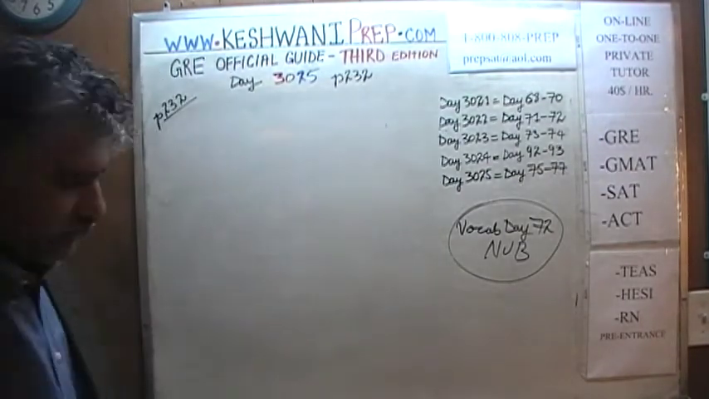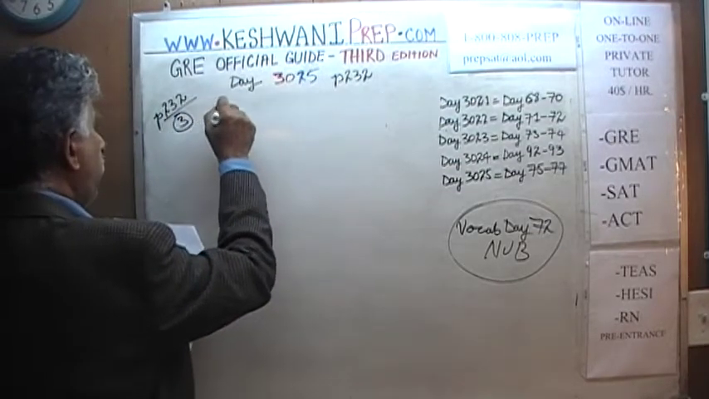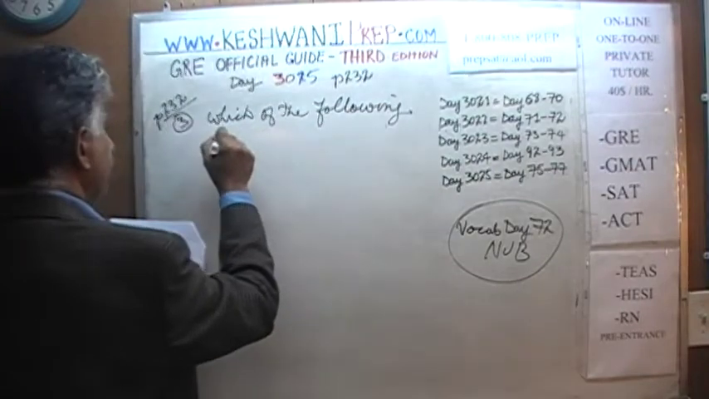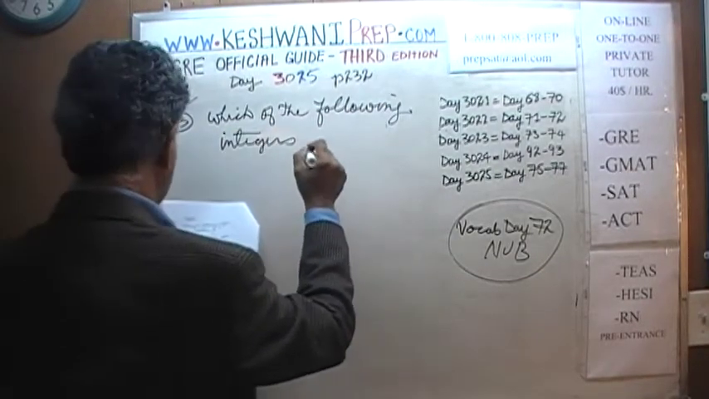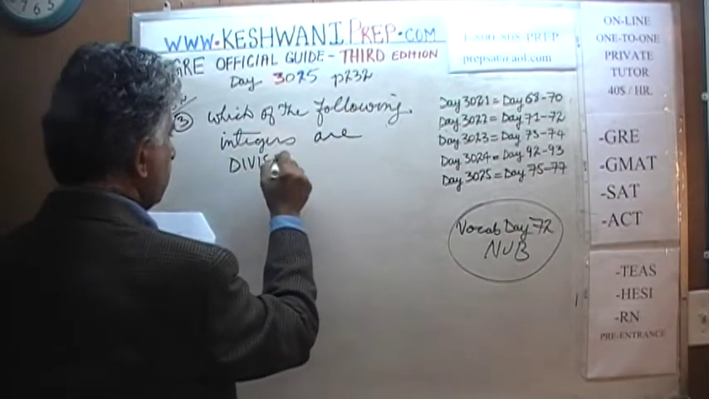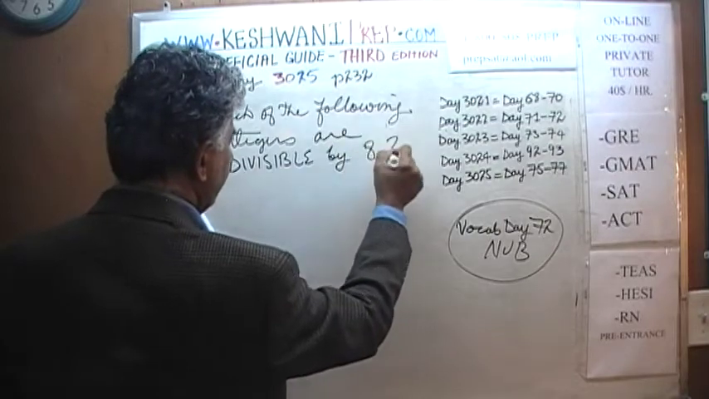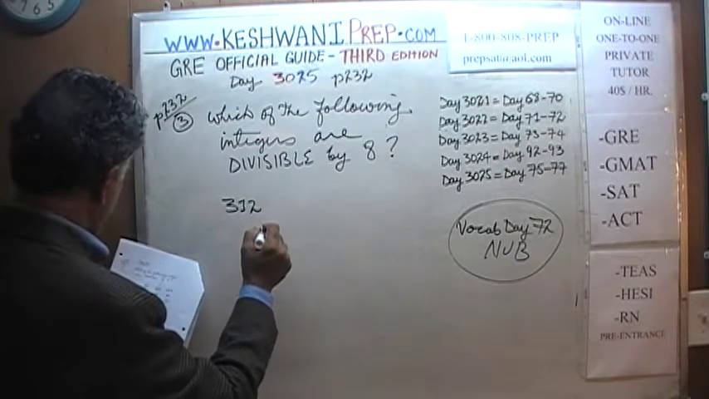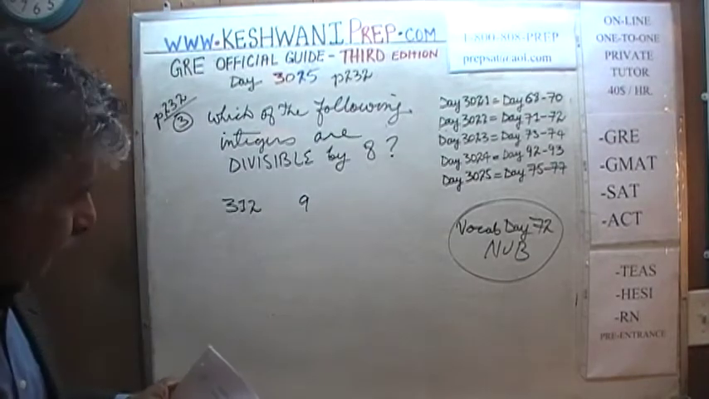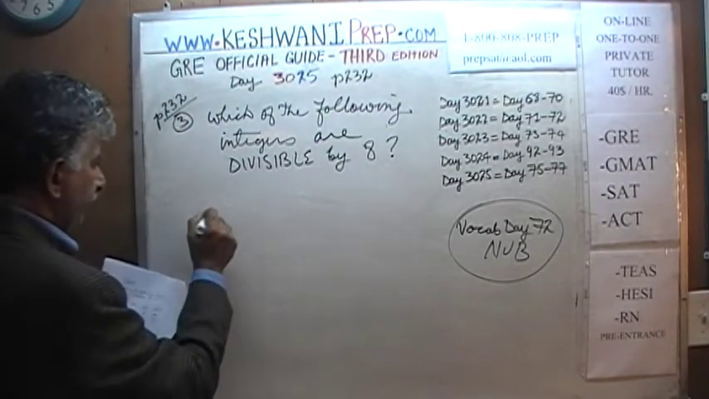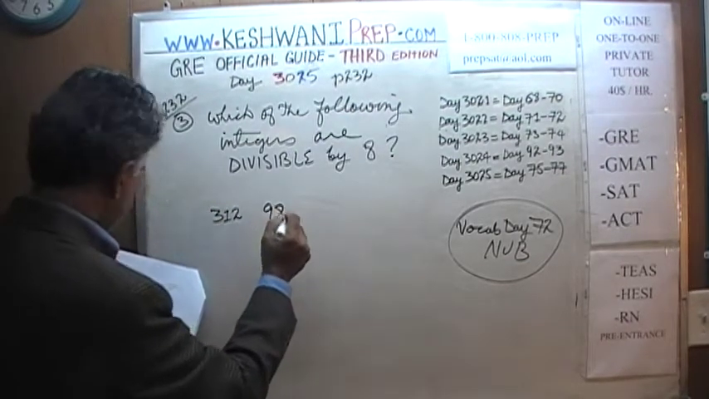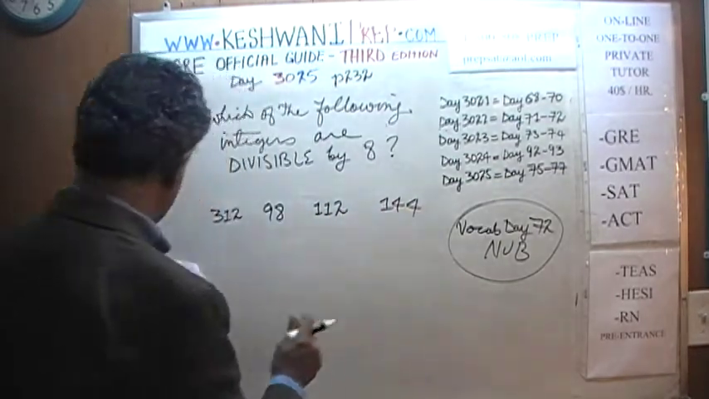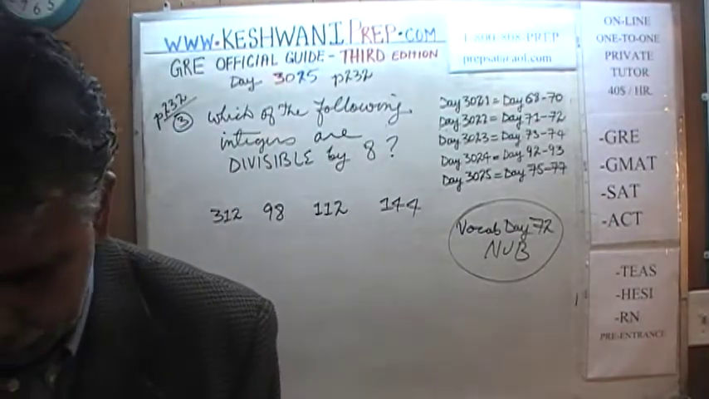Problem number 3 says, which of the following integers are divisible by 8, and the integers that are given to us are 312, 98, 112, 144. Now, there are a couple of ways we can go about it.